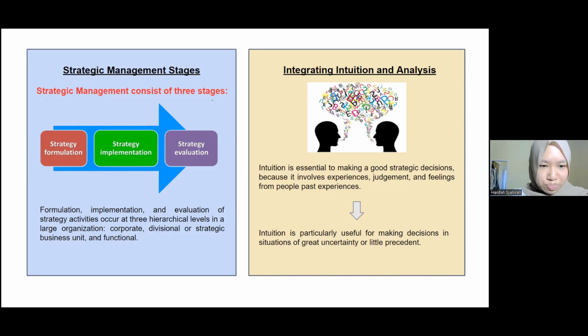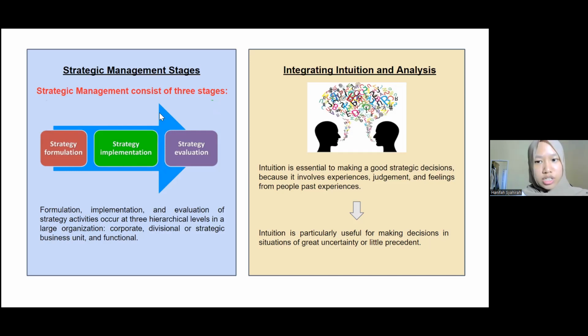Also, these three hierarchical levels in a large organization sometimes occur at the corporate, divisional or strategic business unit, and functional levels. So there are three main stages of strategic management. And also in strategic management, we need to know about integrating intuition and analysis. So what is intuition? Intuition is more likely that you believe in your faith and your mindset that you will do these kinds of things.